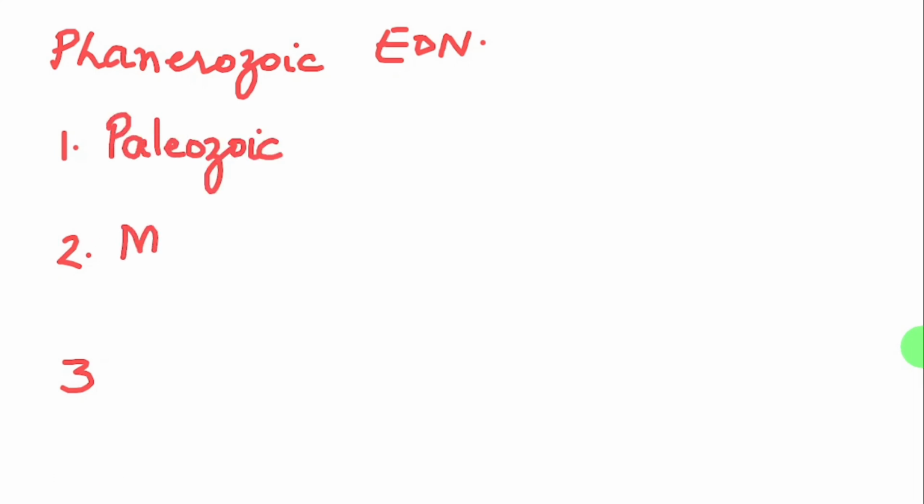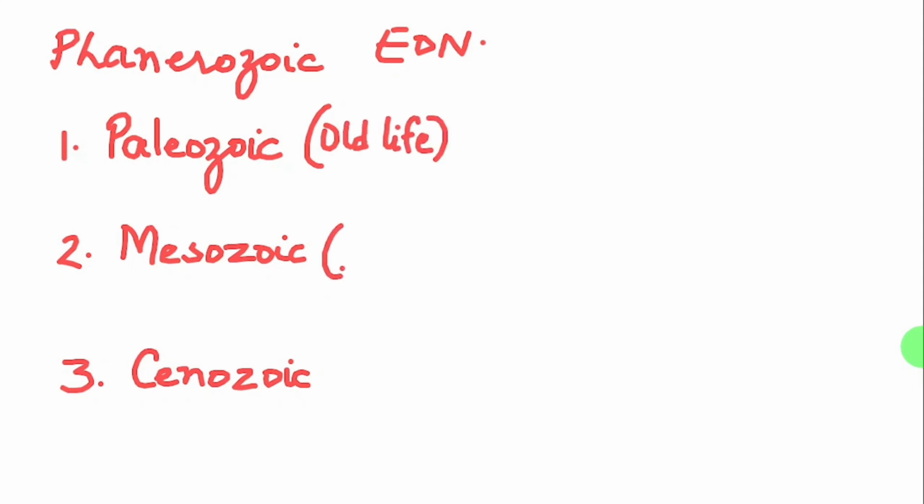So first, what is given in the textbook? It talks about the Phanerozoic eon. This is divided into 3 eras. The names of the eras are Paleozoic, then Mesozoic, and Cenozoic. Paleo is the old life, Meso is middle life, and the last one is new life.